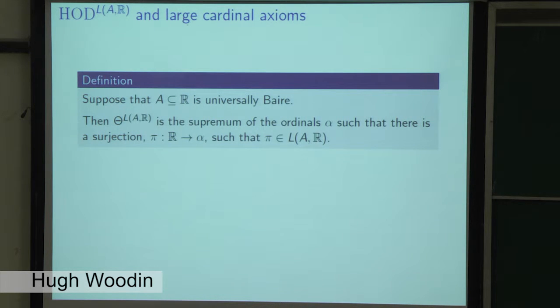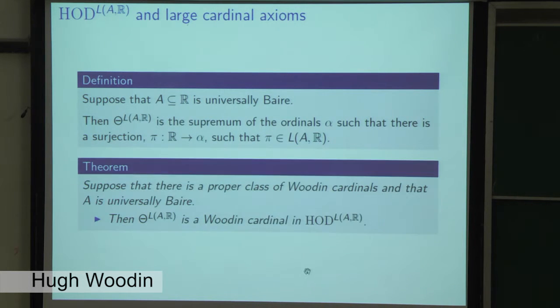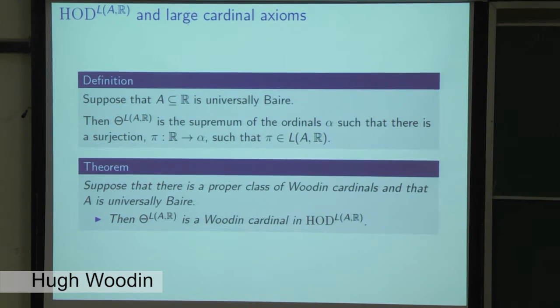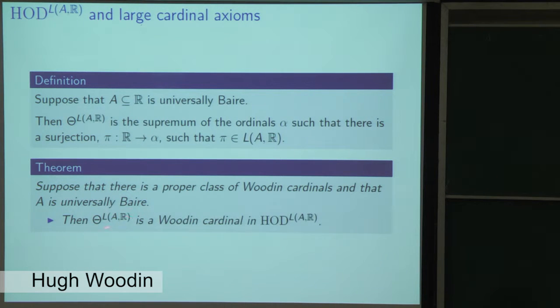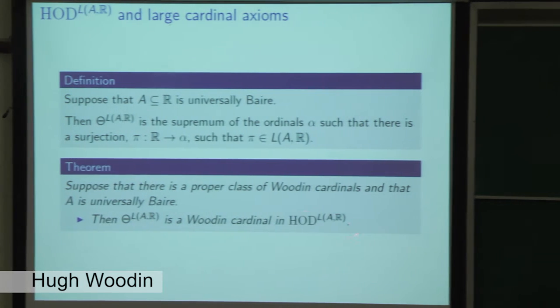So here we have A is universally bare. John already defined theta for me. Theta, in the sense of L of A and R, is the supremum of the ordinals onto which you can map the reals, of course, by a function in L of A and R. And if you have a proper class of Woodin cardinals, you don't need that much. If A is universally bare, then this ordinal, which measures the size of the continuum here, is a Woodin cardinal in the Hod.